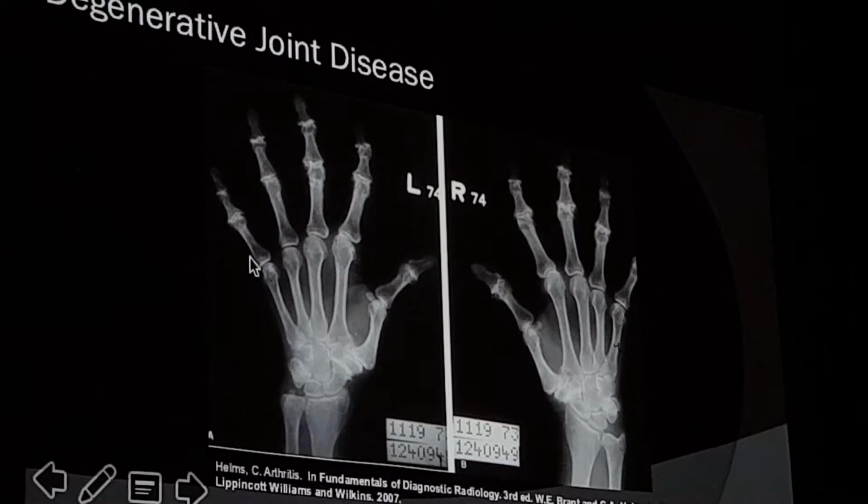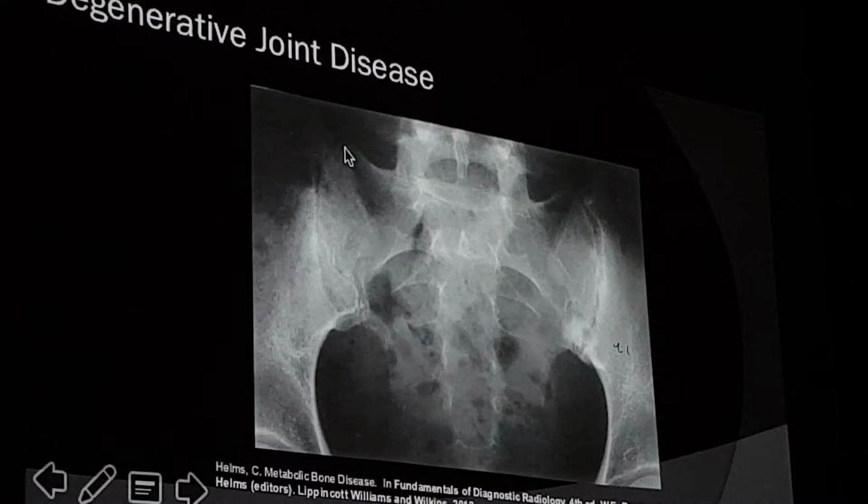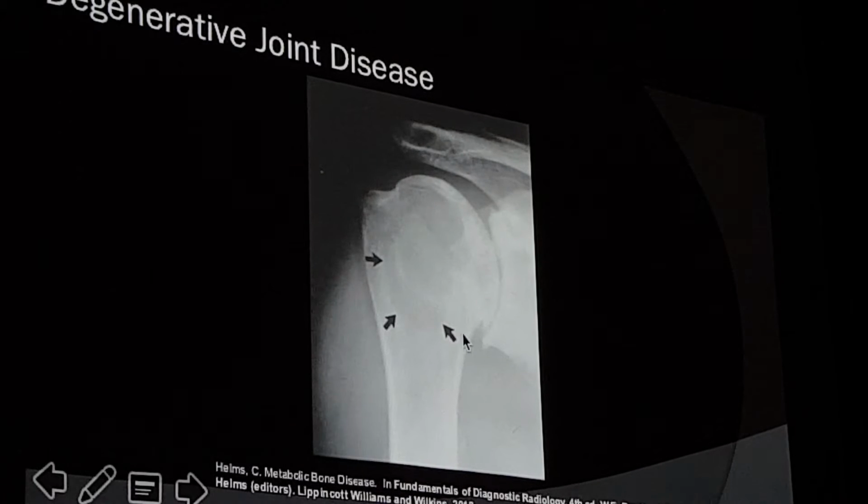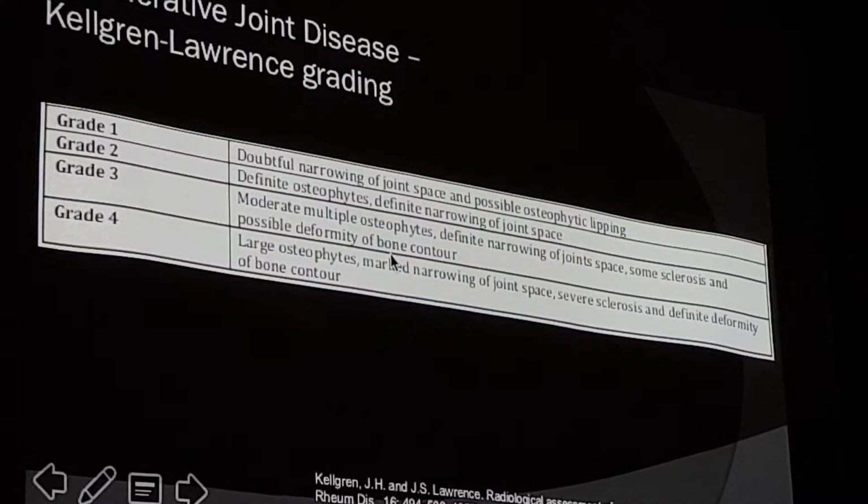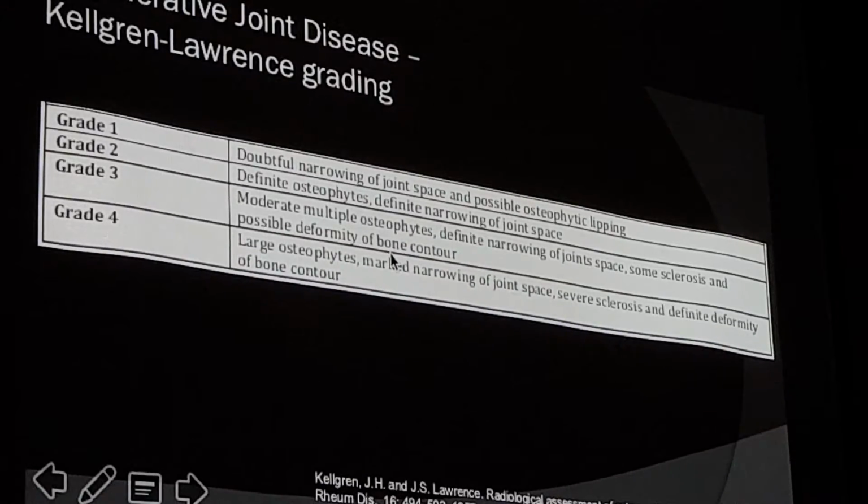Looking at the X-ray of the hands, you can see multiple examples of joint space narrowing with subchondral sclerosis in the distal and proximal interphalangeal joints. In the sacroiliac joint, again an example, subchondral sclerosis with joint space narrowing. Sometimes you can see subchondral cysts, but at this level it is kind of hard to differentiate.